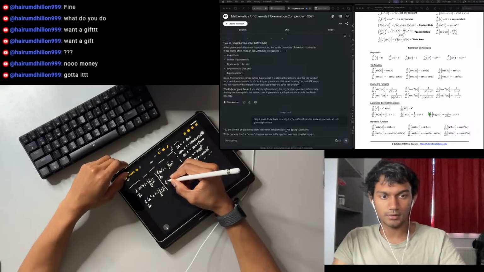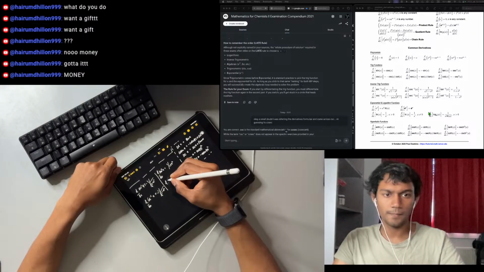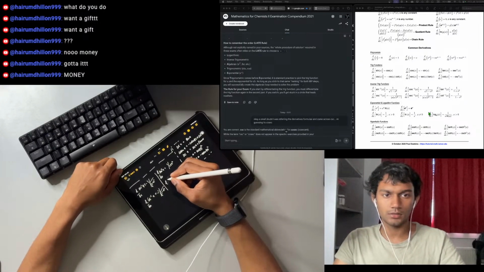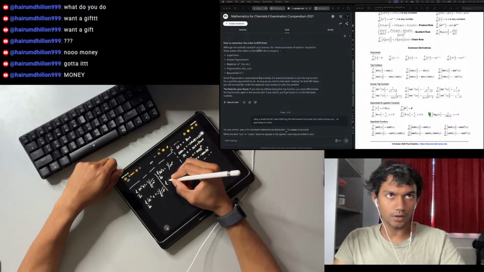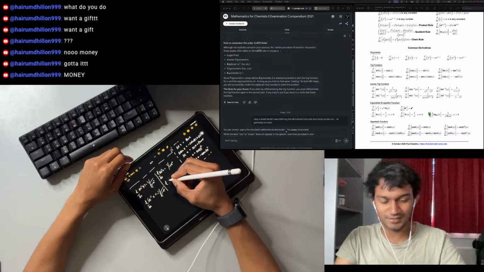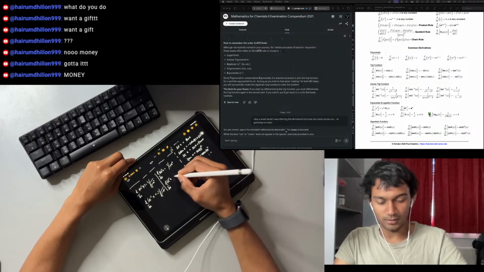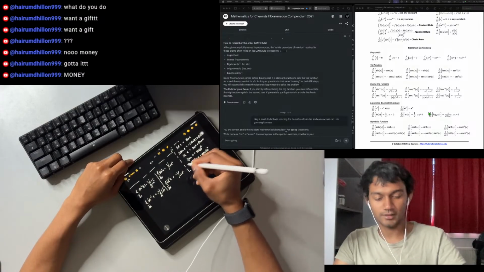Got it? Got it? Got it, money. What? Are you asking me, do I have money? Cot inverse x? Well, fortunately, buddy, I ain't the one, okay?